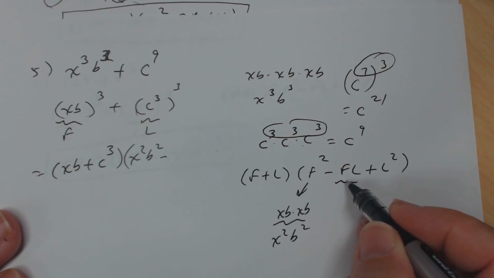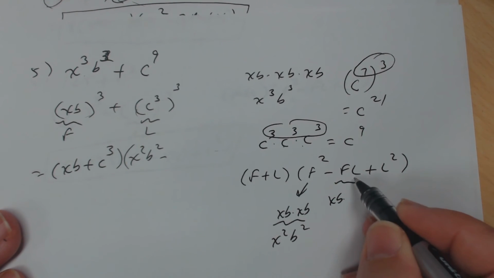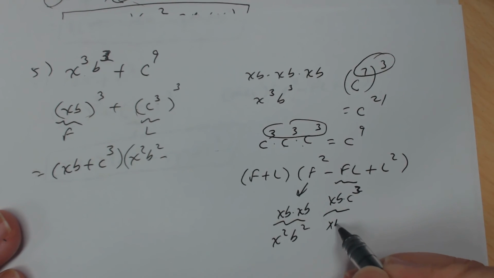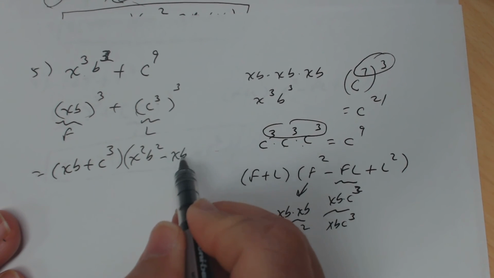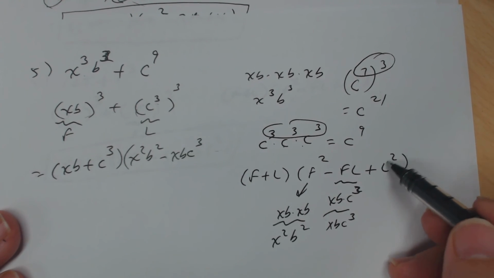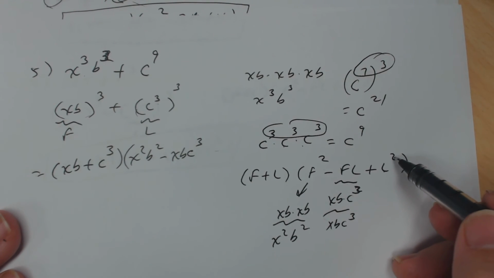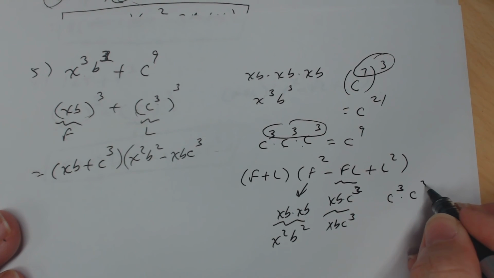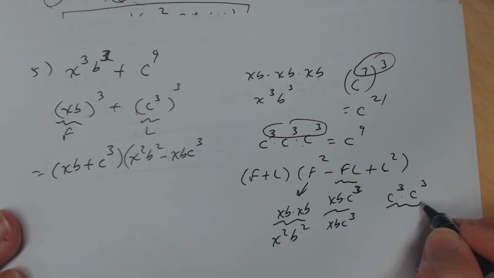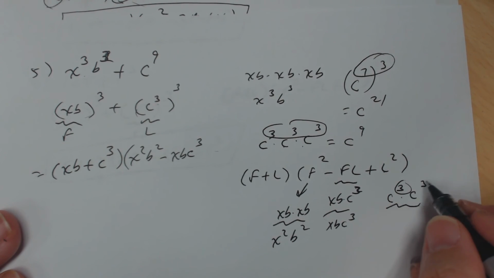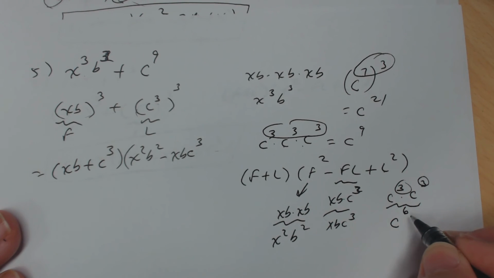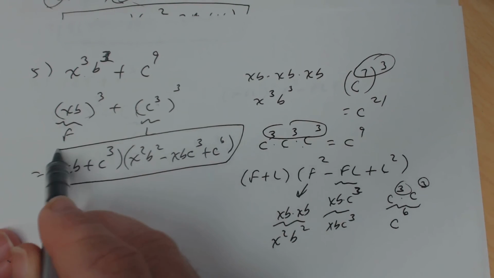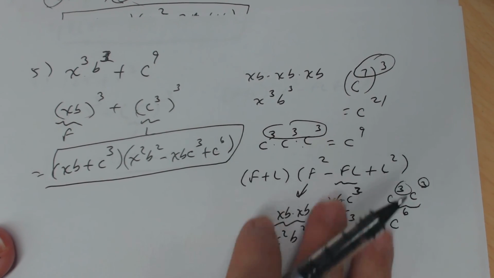Minus, all right, so this says I take F, which is xb, and I multiply by L, which is c cubed, and so I get xbc cubed. And then finally, this says I take L and I square it. So I take L, which is c cubed, and I multiply by itself. And so c cubed times c cubed, remember you multiply like bases, you add exponents. So that's c to the 6th power. And so there's your answer right here. You're done. All right, looks complicated, but it really is not that bad.